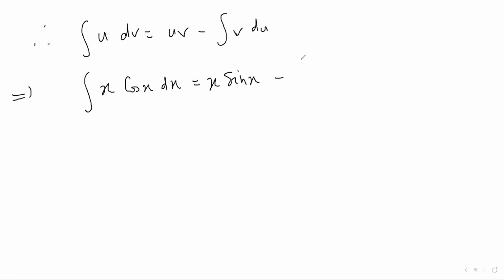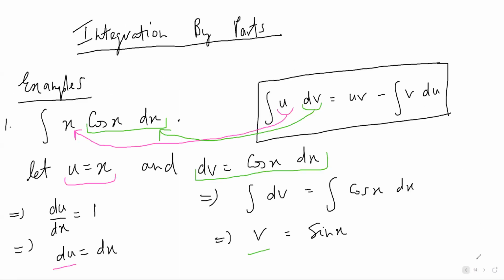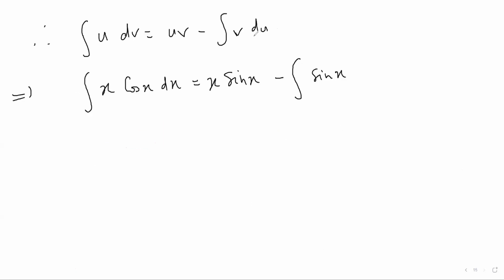We go minus the integral of v, and v is sine x, so we put sine x again, with respect to u, which is du. Now, what did we say about du? We found out what du is from u is equal to x. We worked it out and found that du is equal to dx. So we substitute this du with a dx.